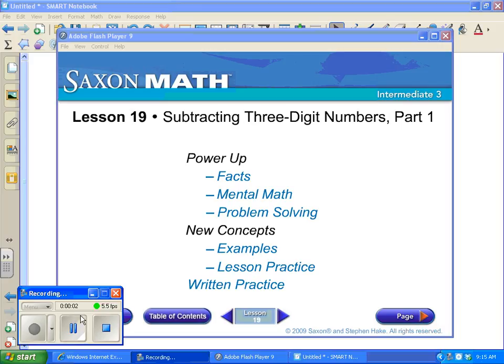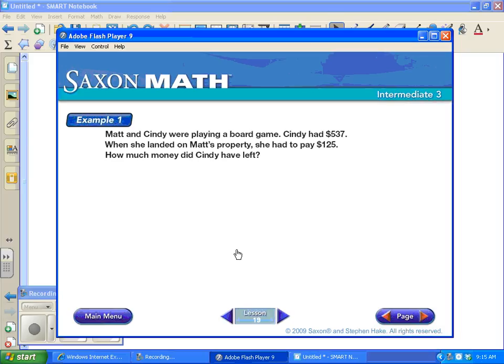Okay, Section 3 math class. We are ready for Lesson 19, Subtracting Three-Digit Numbers. This is part 1. We'll deal with this more than once. And we've already done the warming up with the mental math and the problem solving. We're going to go straight to our examples.